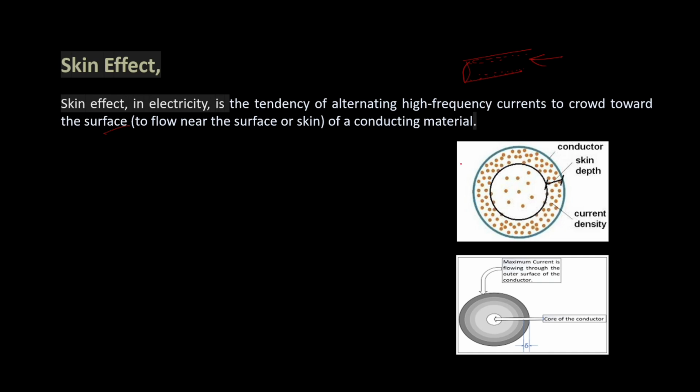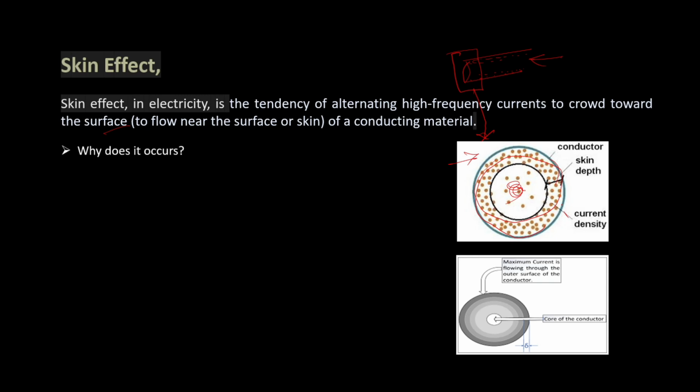Here you can see in this figure clearly, this is the cross section view. You can see in the outer surface side of the conductor, the density of current is more compared to the center part. Current density, you can see in the outer surface it's more, but in the middle it's not that much. So this is skin effect.